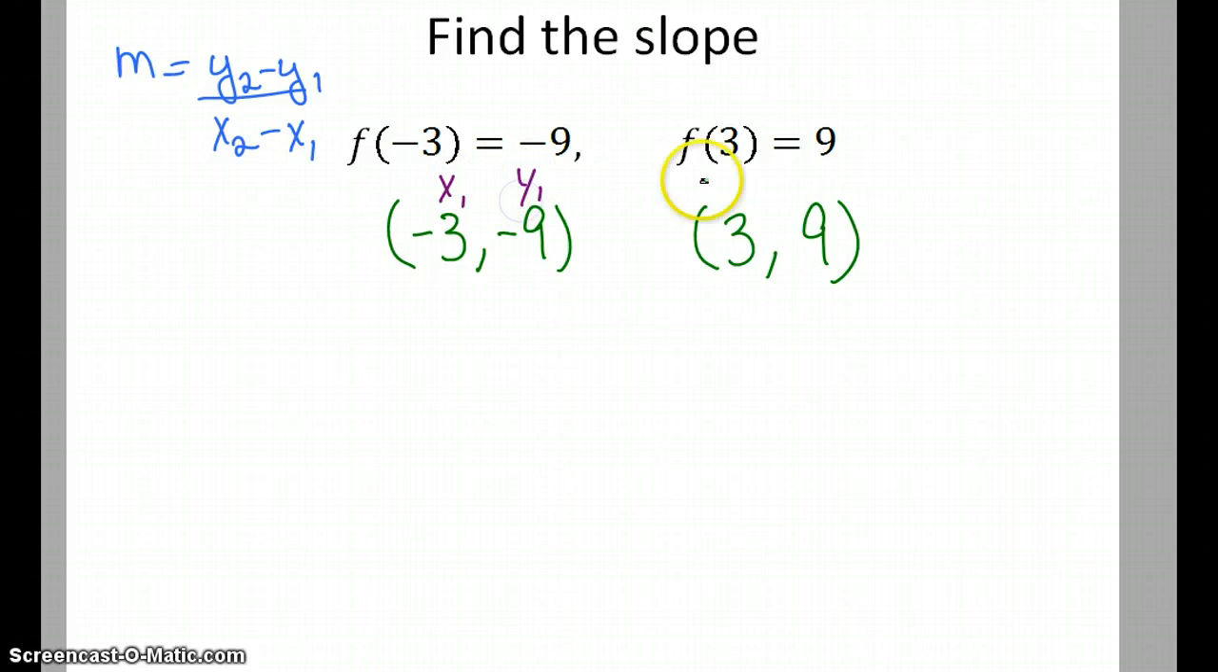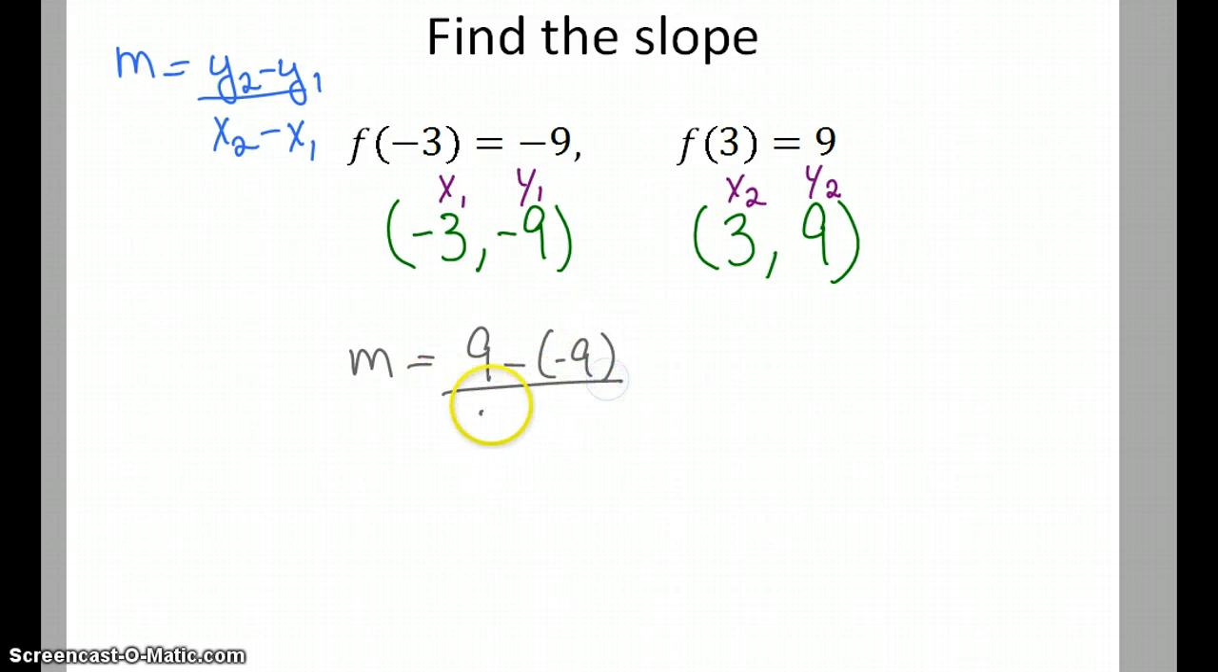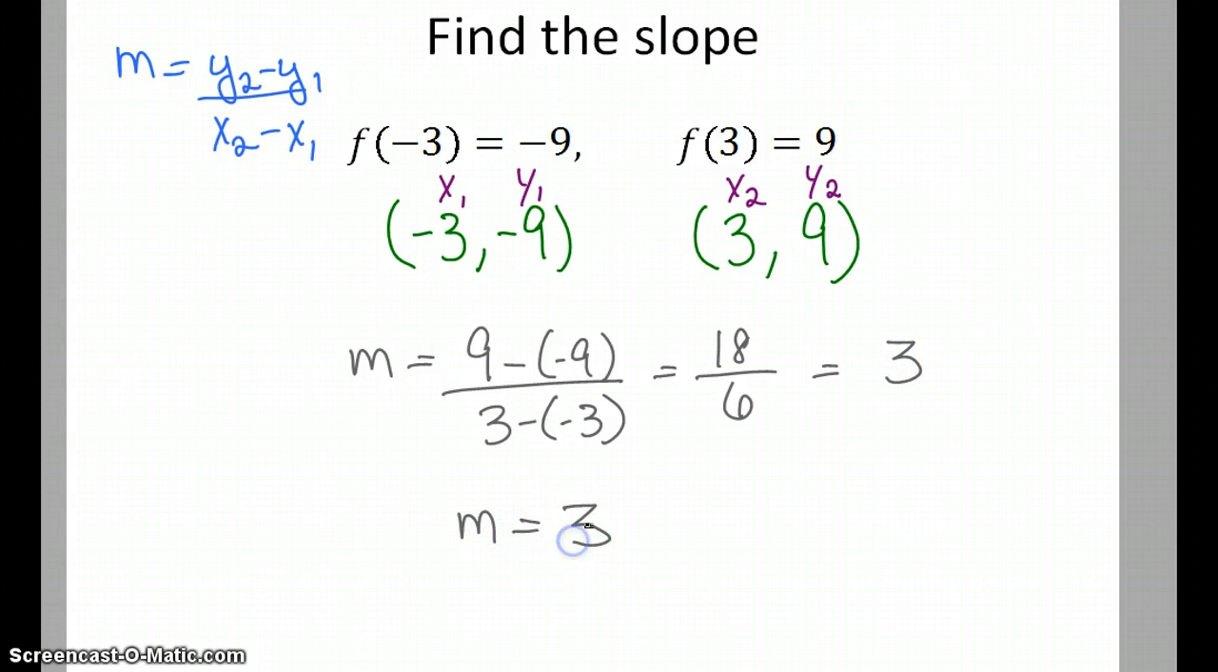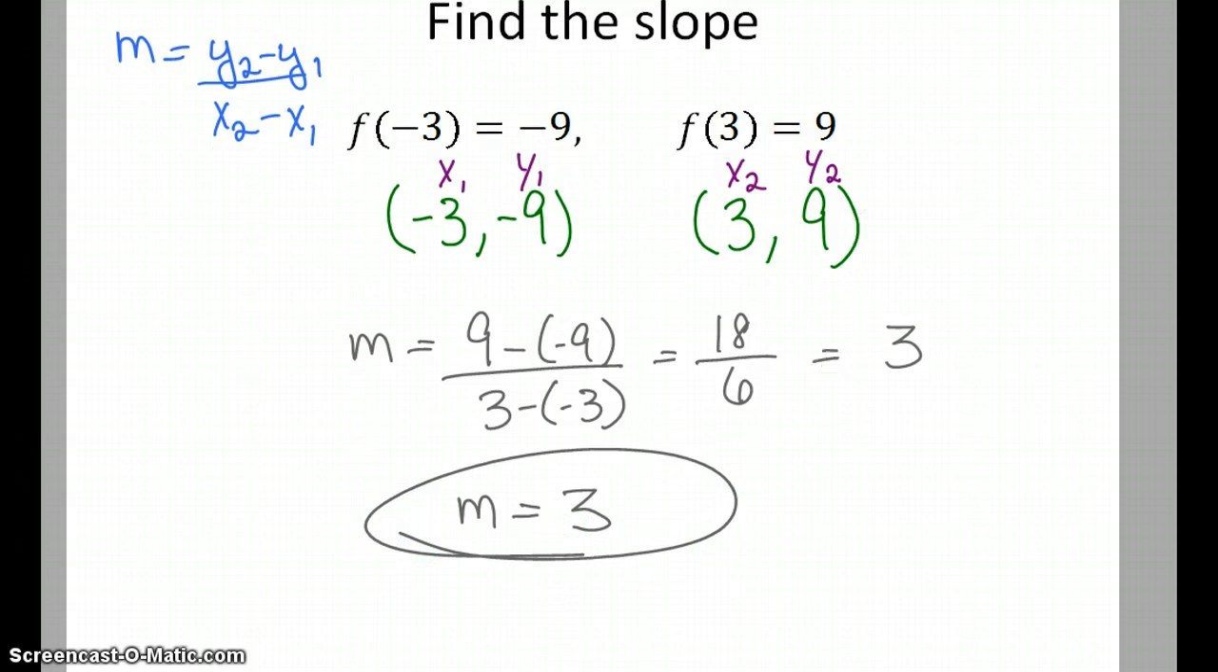I'm going to label my points so I can plug those guys into the formula. X sub 1, y sub 1, x sub 2, y sub 2. My slope is equal to 9 minus negative 9 over 3 minus negative 3. Well, 9 minus negative 9, two wrongs don't make a right, but two negatives make a positive. That turns into 9 plus 9, which gives me 18. 3 minus negative 3 turns into 3 plus 3, which gives me 6. Simplify my fraction. 18 over 6 reduces down to 3. So the slope of this line is positive 3. And that's all there is to it.